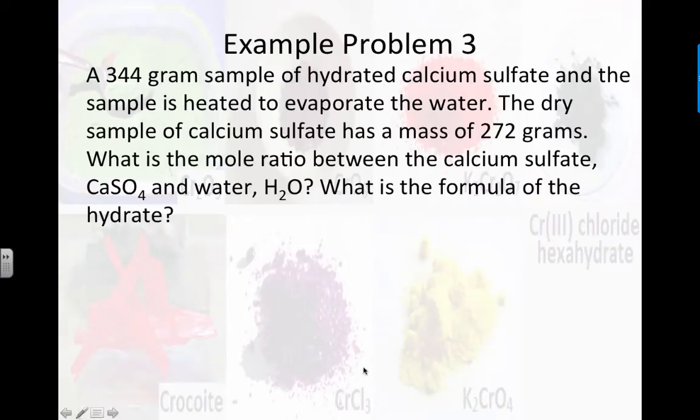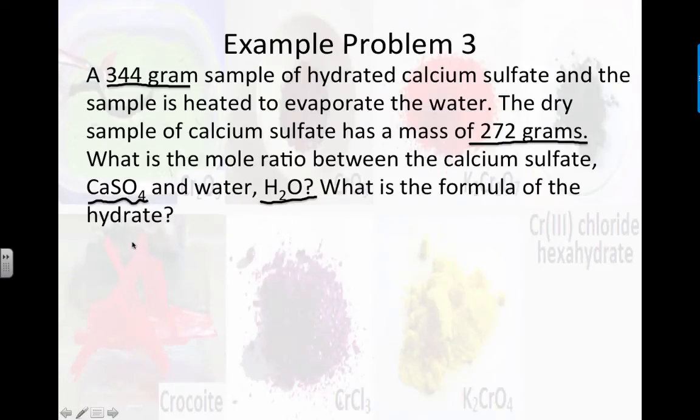Let's look at another example. Boy, this one looks hard because now we have way more numbers. Let's take our time and work it through. A 344 gram sample of hydrated calcium sulfate is heated to evaporate the water. The dry sample of calcium sulfate has a mass of 272 grams. What is the mole ratio between calcium sulfate, CaSO4, and water, H2O? So we need to find the mole ratio, and then we'll be able to tell the formula of the hydrate.